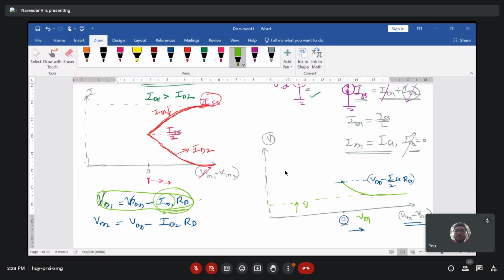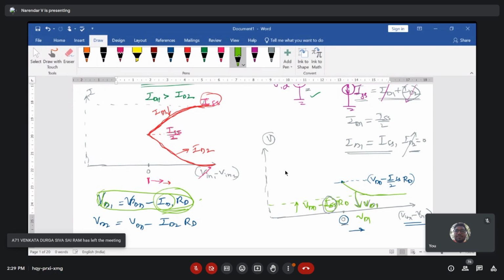What is this value? This value is VDD minus ISS into RD. It is not exactly 0, because the maximum current that you can notice from your transistor 1 is when V input is much higher, and V input 2 is equal to 0. In that case your ID1 is ISS, and the voltage across your VD1 becomes VDD minus ISS into RD, and this is the value. So this is your VD1.